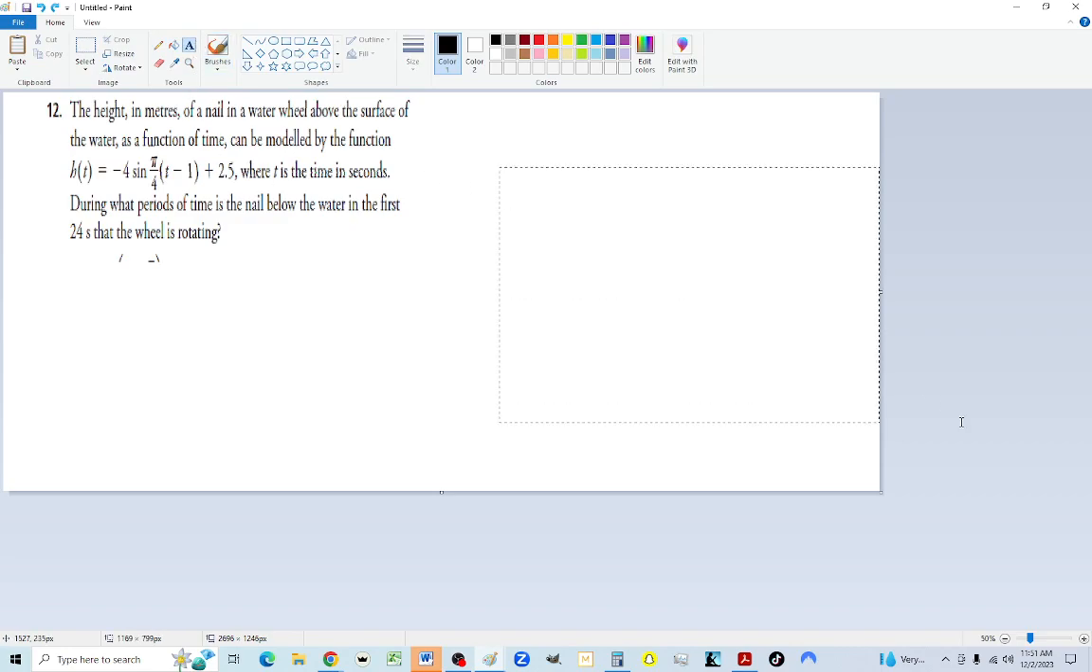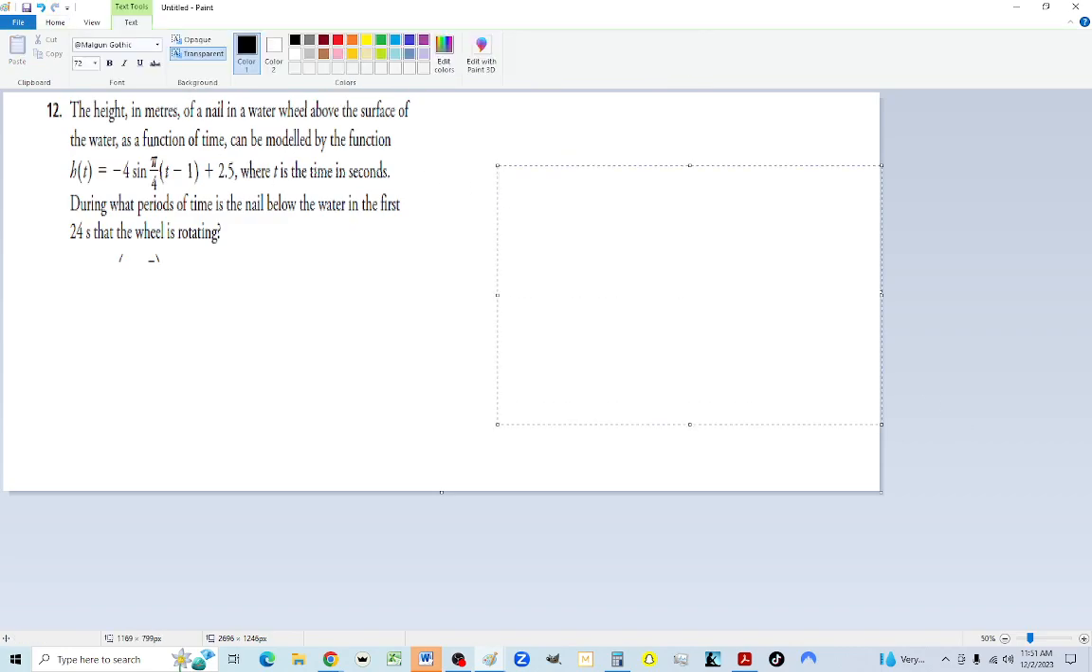So first of all, notice that this is a sine curve. Let's put that as 2 pi over 8. It's been converted to 8 seconds. How do I know? Because pi over 4 is the same as 2 pi over 8. So we'll get rid of the 2 pi and be left with 8 seconds. So it takes 8 seconds to go around. It's also been pushed to the right by 1 second.